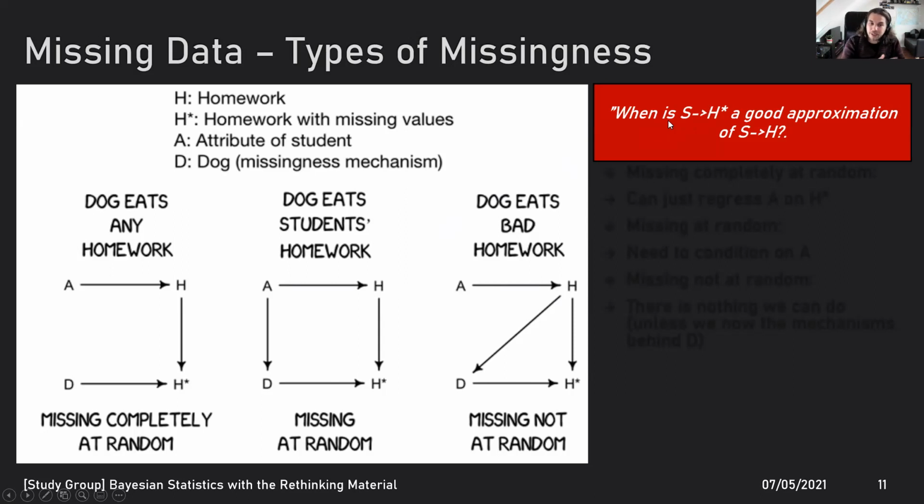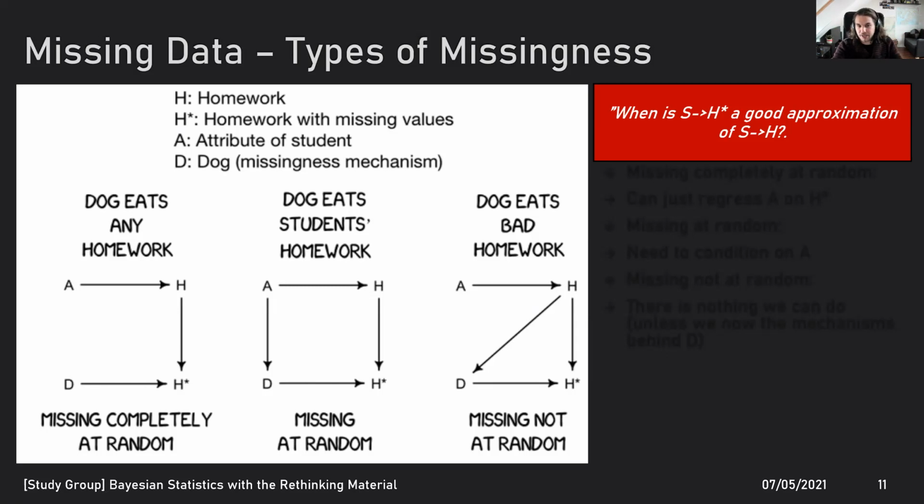So the big question here is, when do we actually have a good approximation of studying leading to the observed homework score? Sorry, I'm not using my words well today. When is studying approximating observed homework score a good approximation also of studying affecting the true homework score?